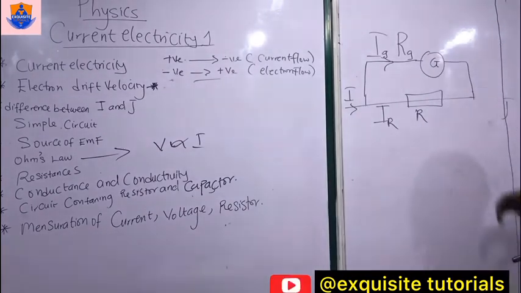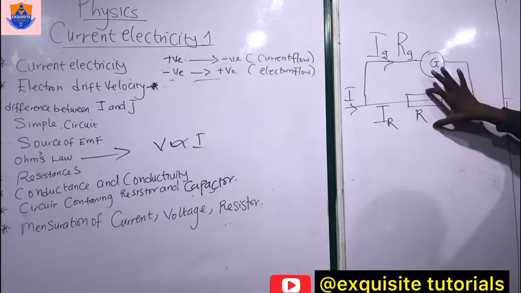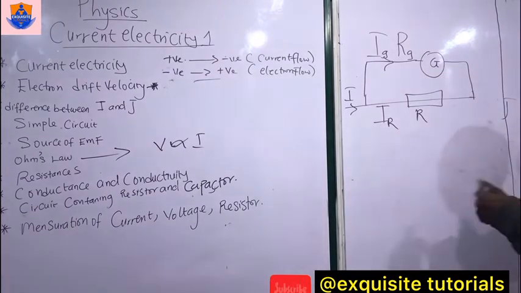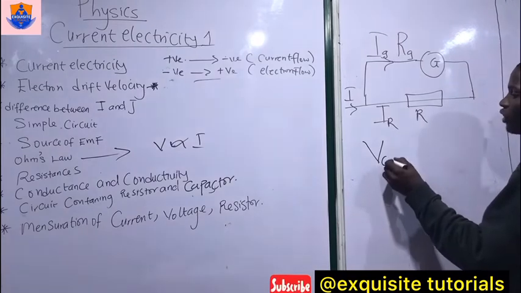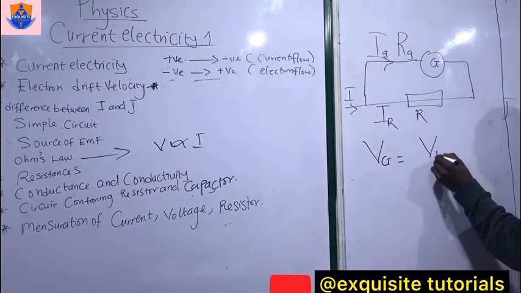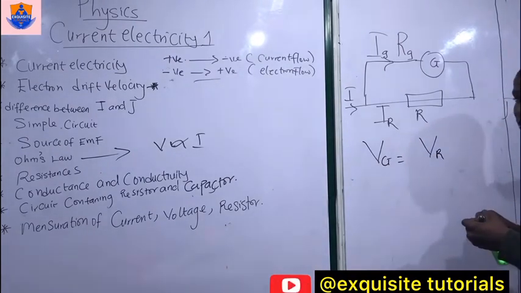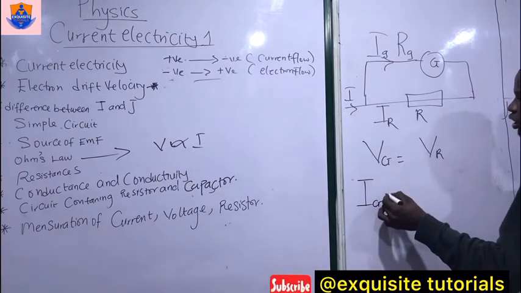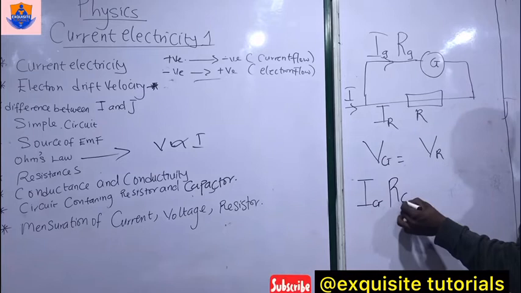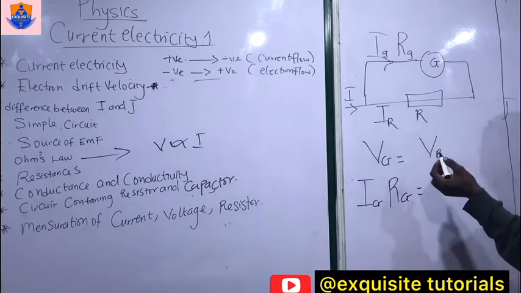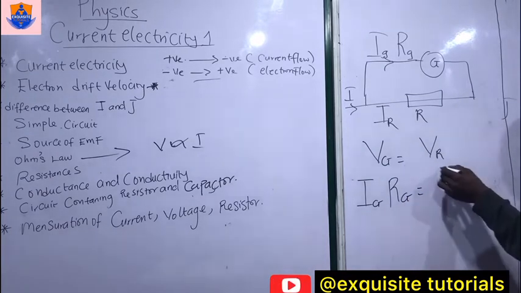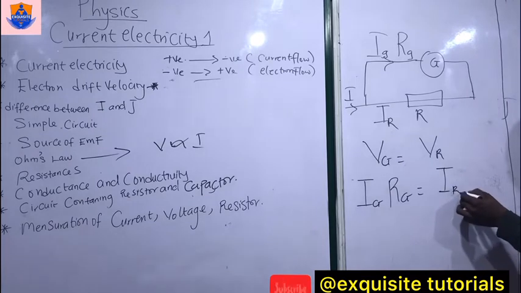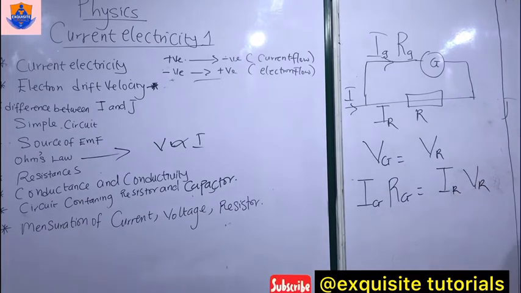So if the voltage passing through this and this is similar, I can therefore say the voltage of the galvanometer is equal to the voltage of the resistor, that is the shunt itself, and the voltage is equal to IR. Now, I of galvanometer times resistance of galvanometer. Then same thing with the shunt: current of the resistor, voltage of the resistor.